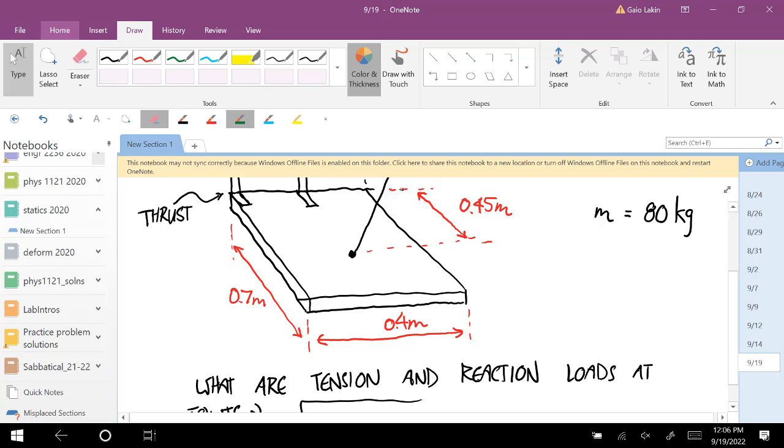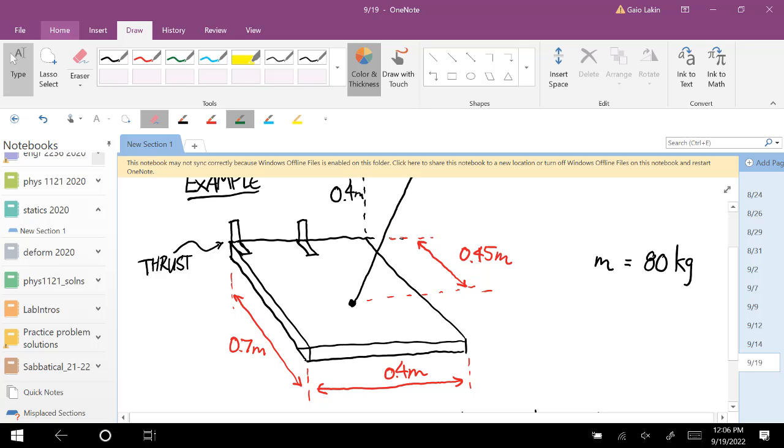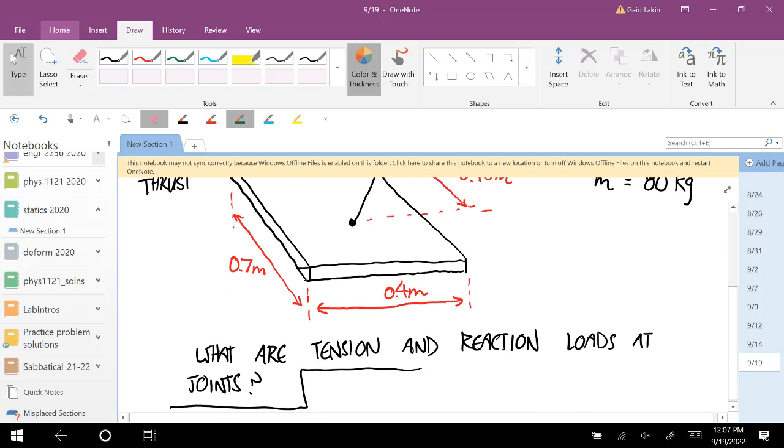So 0.7 times 0.28. No, 0.7 times 0.4 times 0.05, say, times 7,000. Yeah, so if it was steel, 5 centimeters thick, so pretty thick, that'd be 98 kilograms. This is 80 kilograms. It looks pretty heavy for the way I drew those hinges, but that's just because that's the only way I know how to draw hinges in 3D. So think of them as stronger.